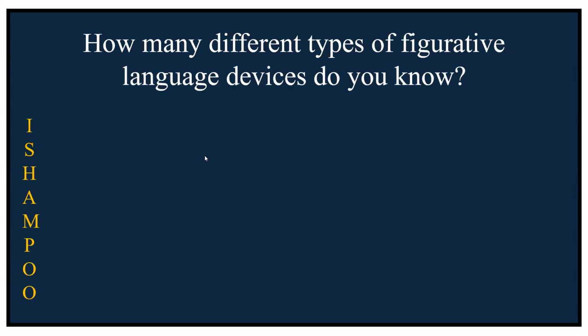Perfect. Let's see if Annabelle is correct. She is indeed, I for idiom. So idiom's a type of figurative language, okay? But we've got 7 more to talk about. So let's go to Ava.